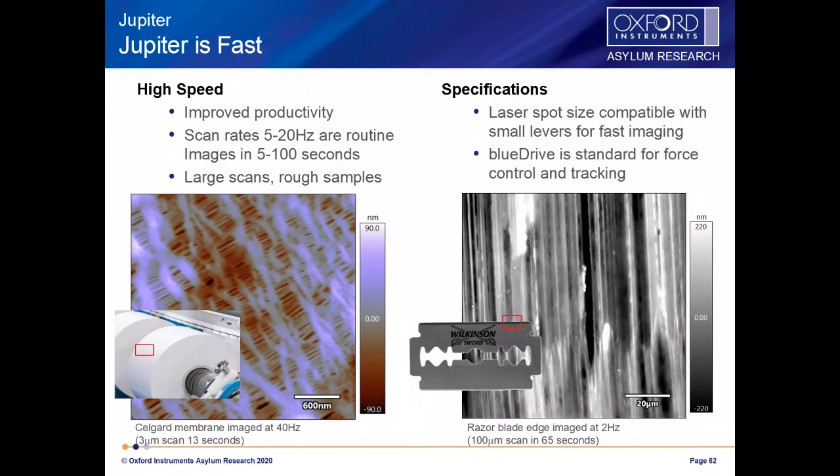And on the right is the edge of a razor blade where you can see a very large area, like a 100 micron area imaged. The polished razor blade at the nanoscale looks very, very rough, and the topography is on the order of about 500 nanometers. And we can measure a very large area, almost 100 microns, in just 65 seconds. So you can get good tracking at the nanoscale, you can get good tracking at the micron scale, and get data fast.